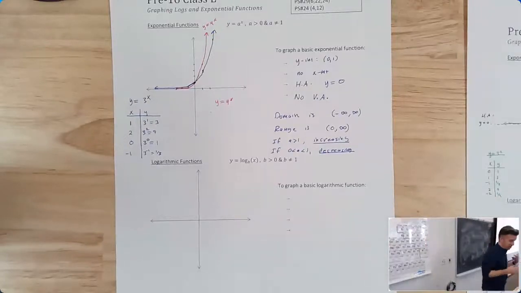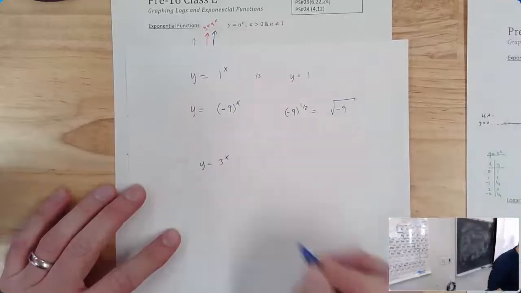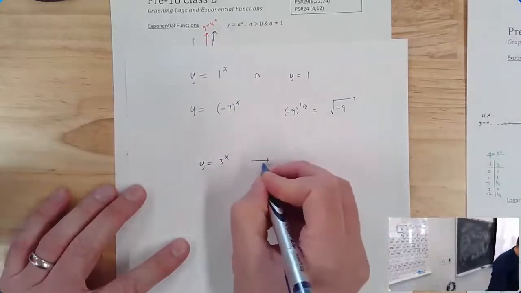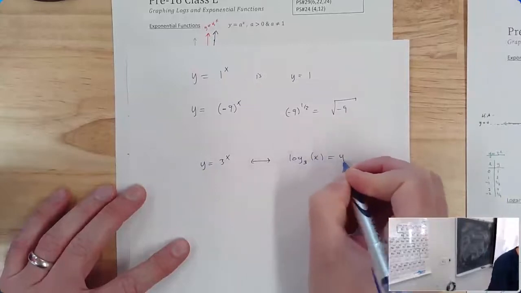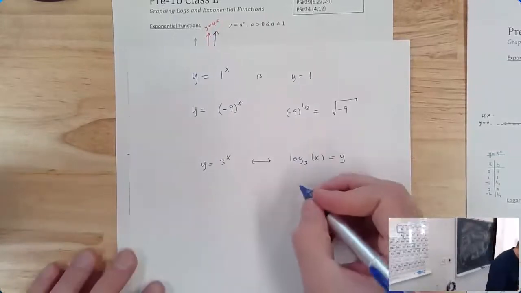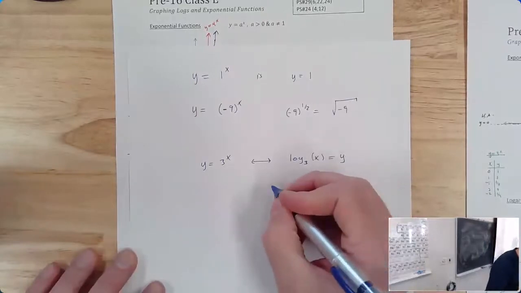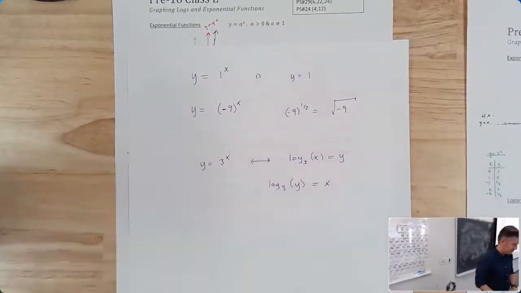If I was trying to rewrite y equal to 3 to the x as a logarithmic equation, that would become log base 3 of x equal to y. Usual relationship, right? And then if you're trying to find the inverse function, you switch x and y. So you get log base 3 of y equal to x.